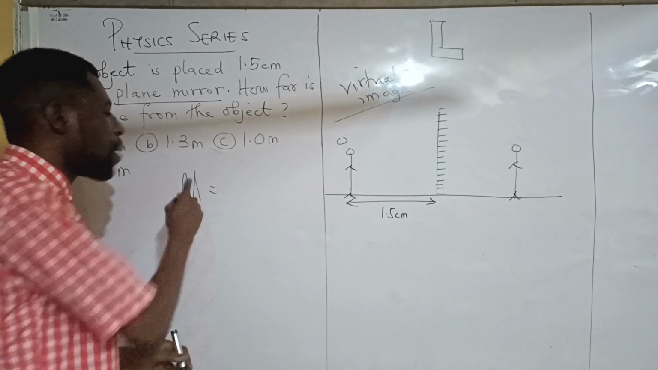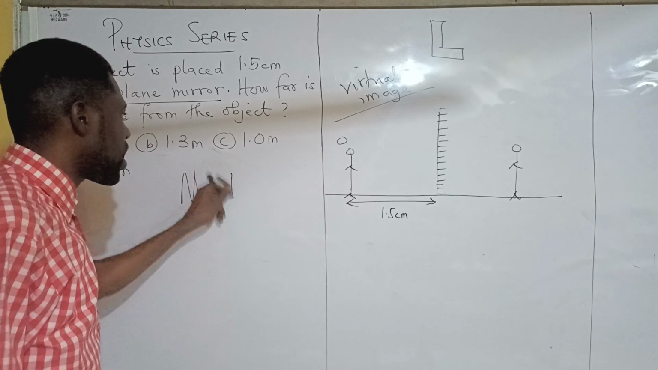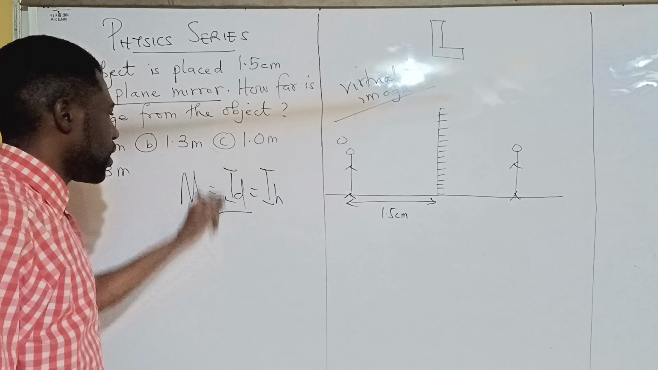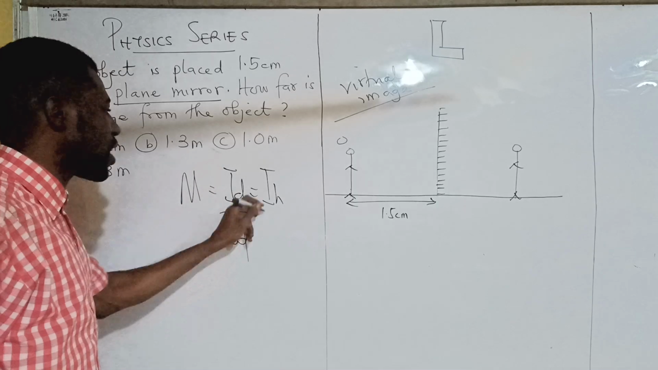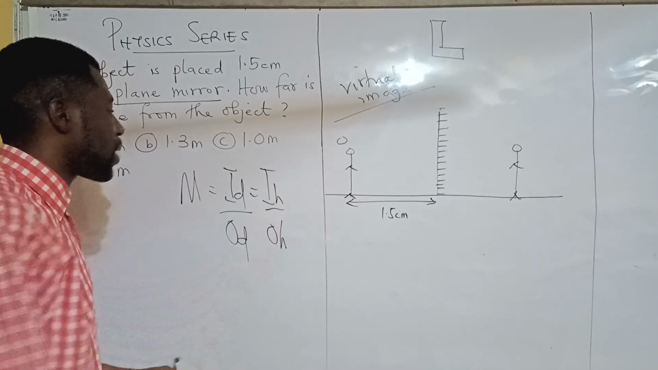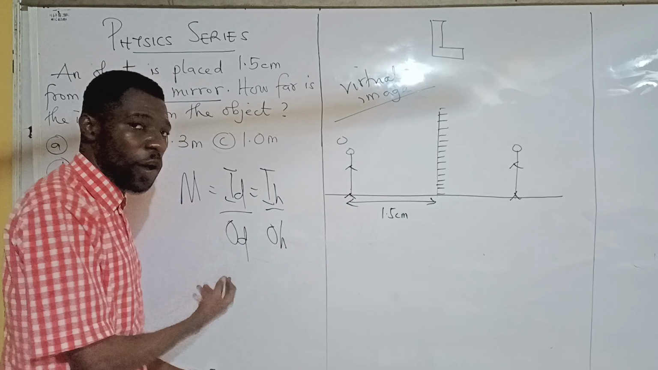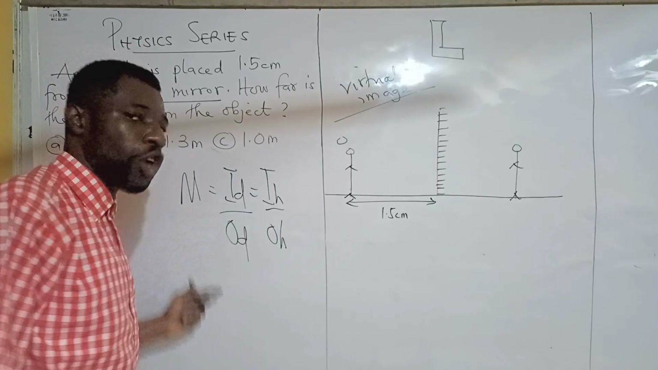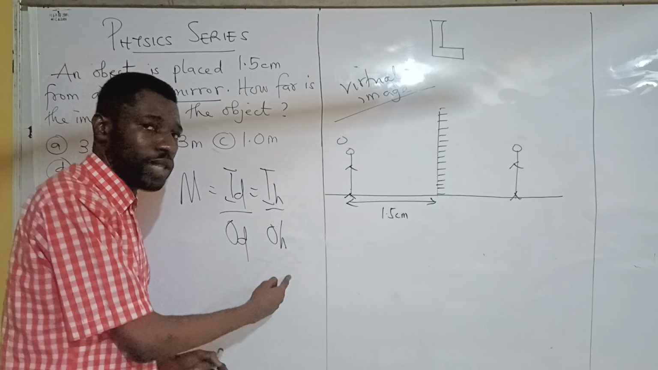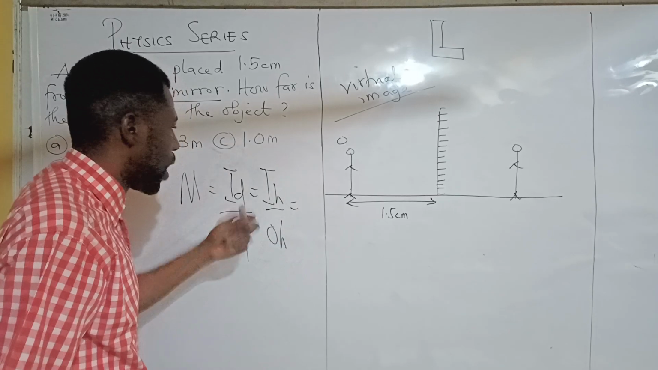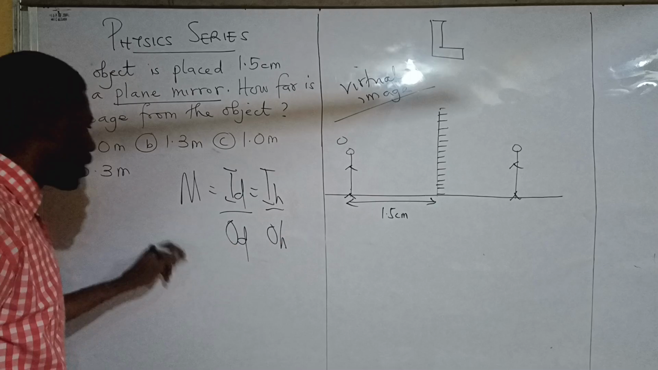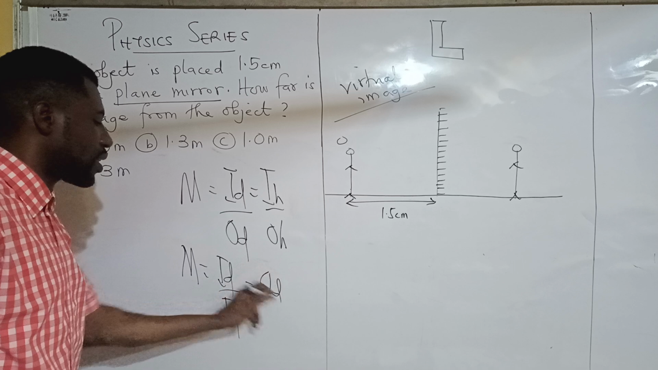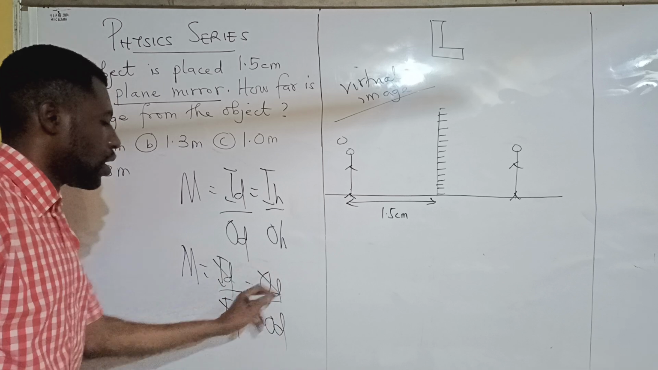Why is it 1? Because the formula for magnification of a plane mirror is the image distance over the object distance, or the image height over the object height. And because the image distance is the same as the object distance, they will cancel out and that becomes what? 1. So since image distance is the same as object distance, or the image height is the same as object height, we'll have that the magnification is what? 1. So M will be image distance over image distance, or object distance over object distance, since they are the same. And that will give us what?